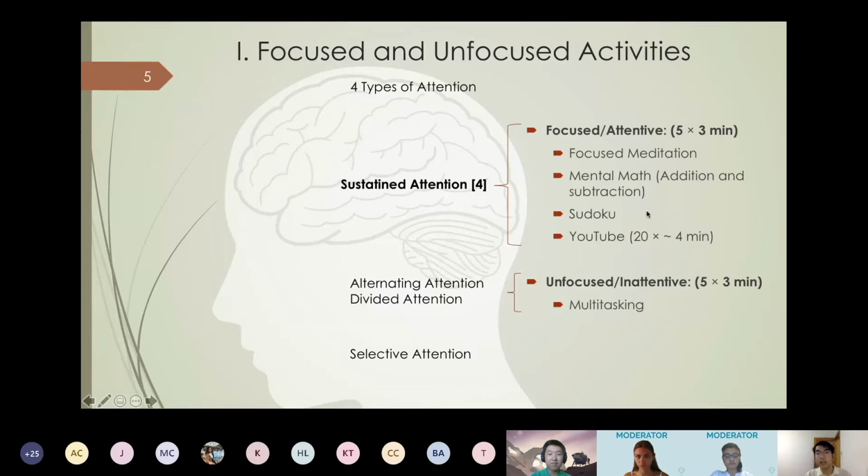And the baseline activities I've developed from there are focused meditation, mental math, which involves simple addition and simple subtraction, Sudoku, as well as watching educational short YouTube videos. The other 2 types of attention are opposing the sustained attention, and they are alternating attention and divided attention. And I've developed the multitasking baseline activity to reflect that. Selective attention isn't being particularly studied in this research.